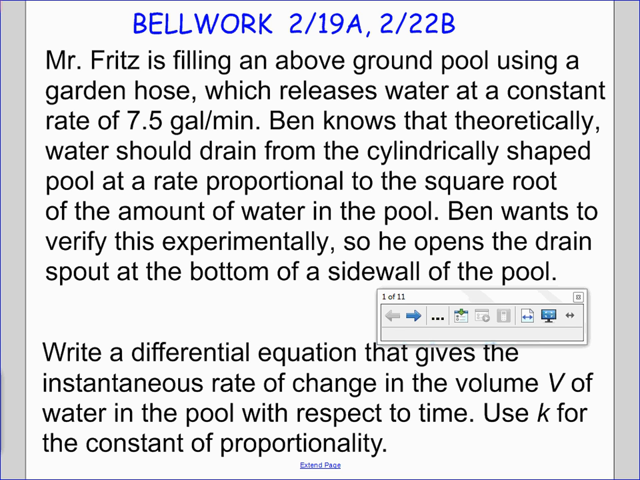So here we've got an above ground pool that's being filled with a garden hose at a constant rate of 7.5 gallons per minute. Ben knows that theoretically water should drain at a rate proportional to the square root of the amount of water in the pool.